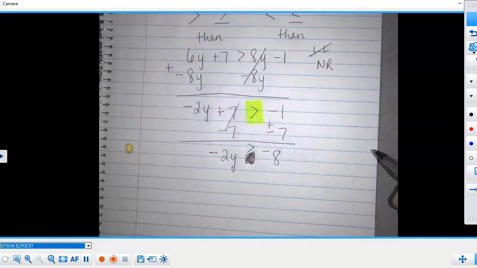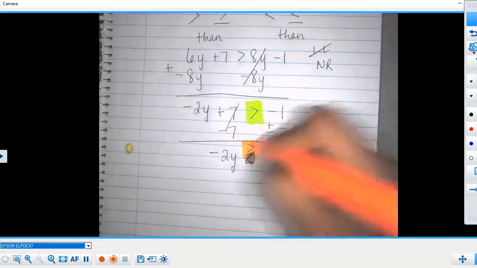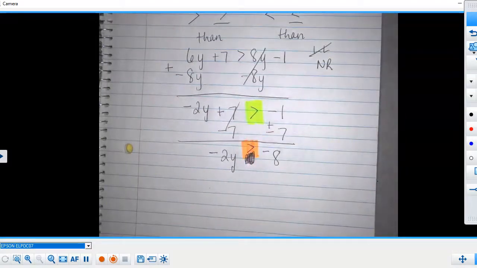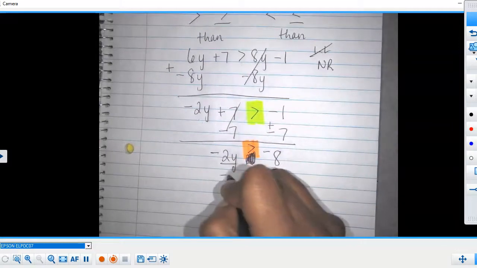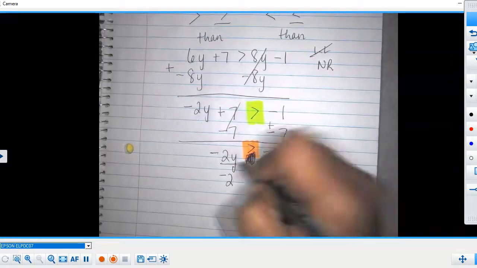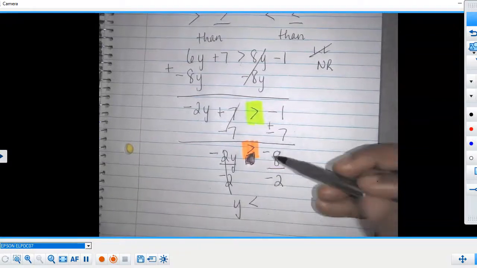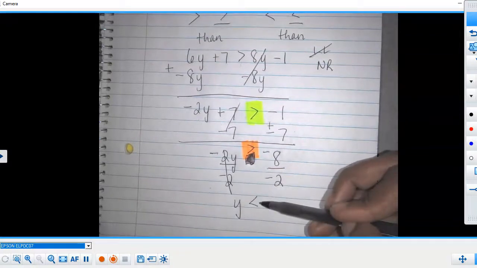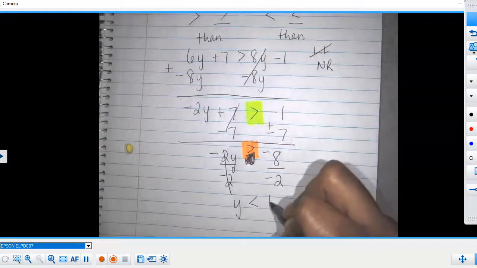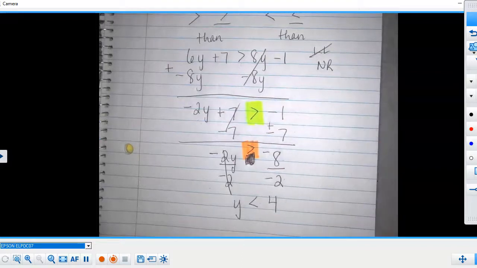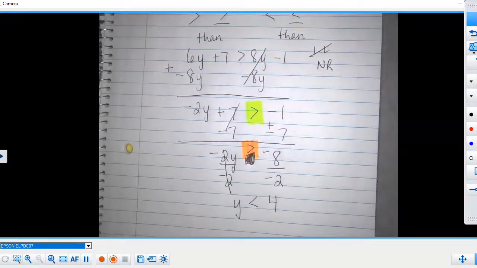Sorry about that, guys. So in this step, let me change colors. Because I'm noticing that I'm going to divide by a negative 2 on both sides. And now I'm going to have y. See how it becomes not a greater than, but now a less than. And then this is a positive 4. So I just want to highlight real quick, in this step is where we flipped.